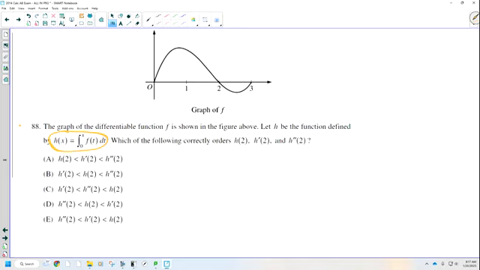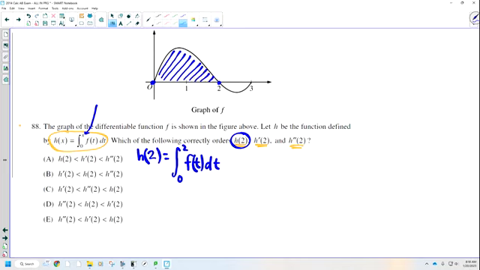So we need to find the values of each one of these, then compare them with an inequality, going from smallest to biggest. Let's start with h of 2, which I will do in blue. So h of 2 means I just put a 2 in for my x. So it's the integral from 0 to 2 of f of t. We know that integrals are area under the curve, 0 to 2. This area here, I don't know what it is, but since it's above the x-axis, I know it's a positive value. So h of 2, I'm going to put a positive right here.